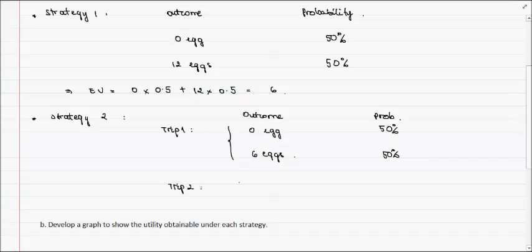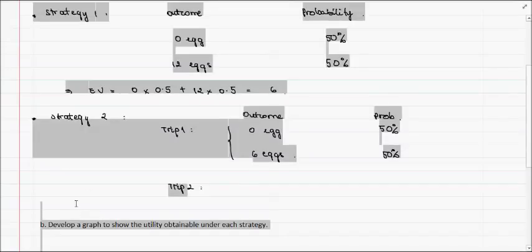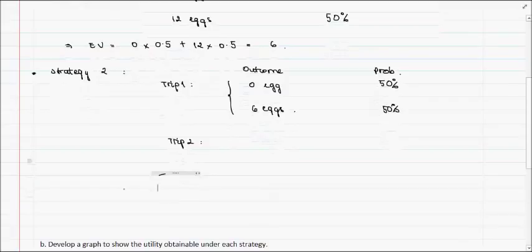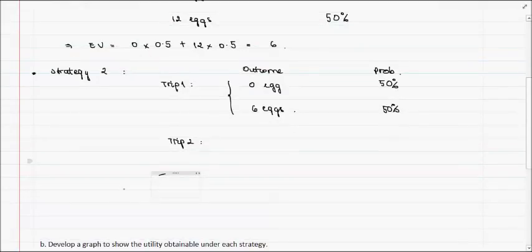Now very similar for trip 2. Again, 50% chance all of the 6 eggs on trip 2 are going to be broken, and we get 0 left. And 50% chance the 6 eggs are okay, so we get 6 eggs left. Okay, so that's for trip 2.